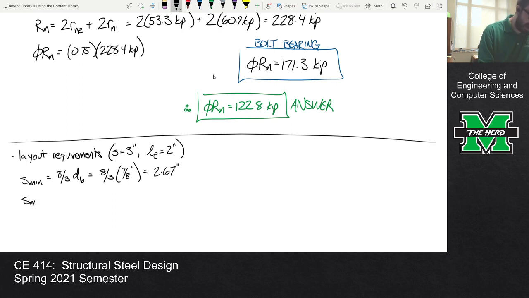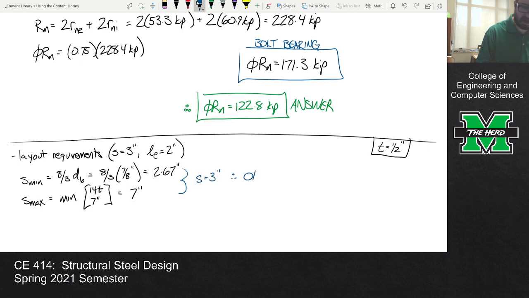And then our S max is the minimum of 14T, or 7 inches. But if you remember, the plate thickness is a half an inch. So like 14 times a half is 7. So we know that's going to be 7 inches. Well, between these two, we have S is 3 inches. So we know that's okay, right? Because it's got to be between those two, and it is, 2.67 versus 7 inches.